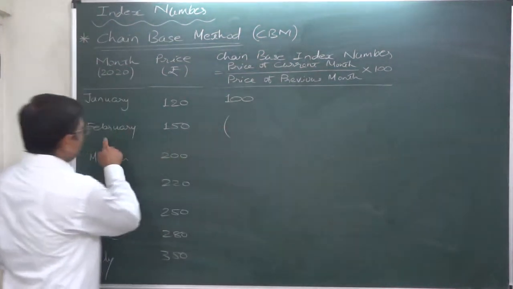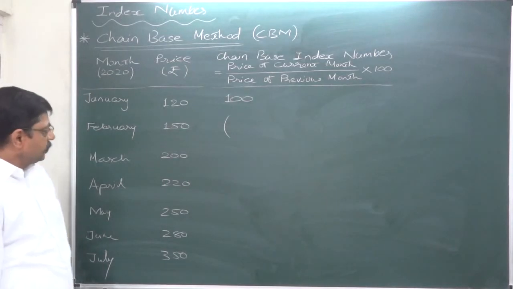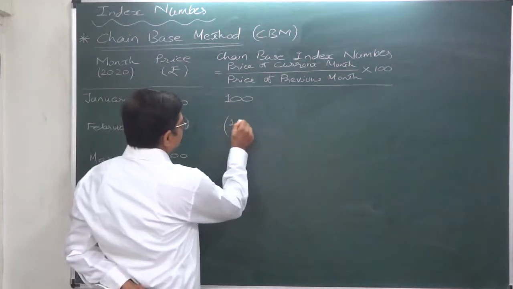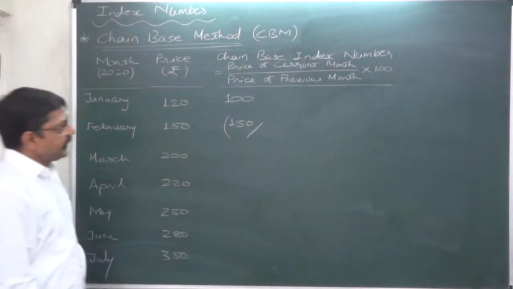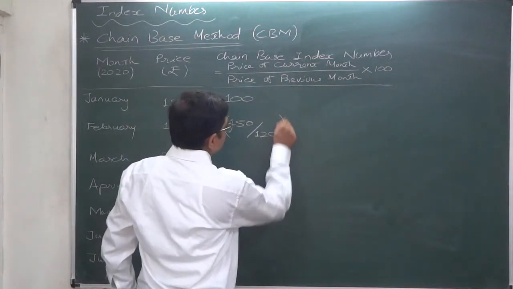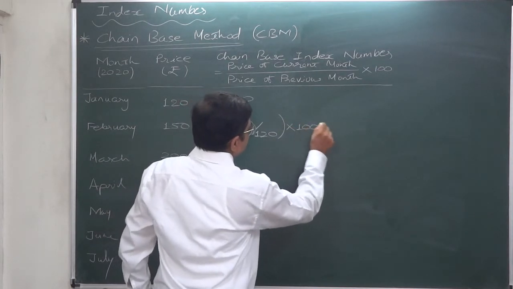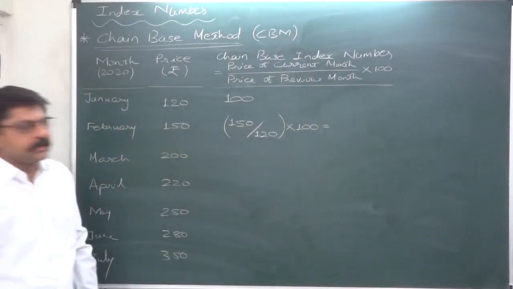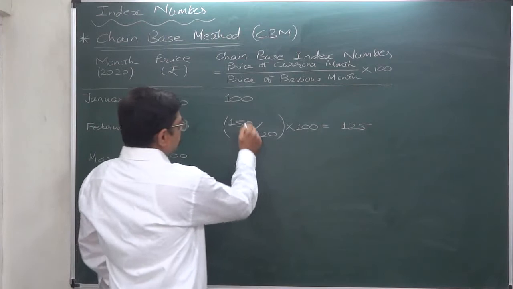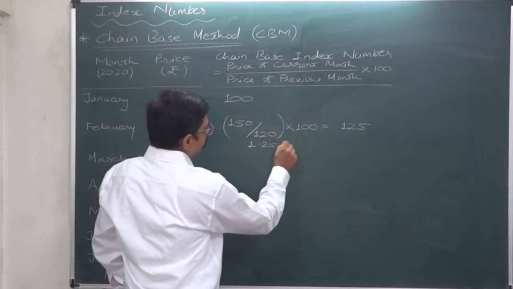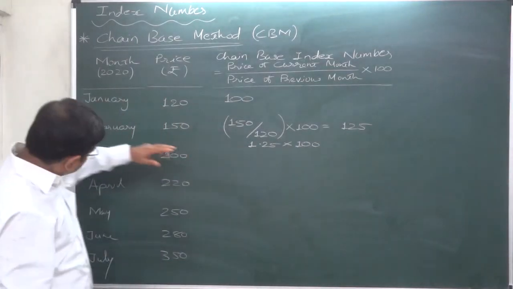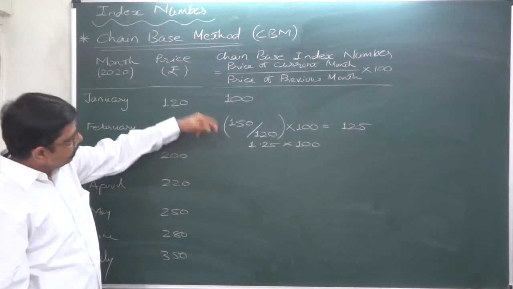In case of February, the price is 150, so the price of current month, 150, divided by price of the previous month, that means price of January, that is 120, multiplied by 100, comes to 125. We can also show this as the ratio 1.25, which is also called the index number. This shows that the price in February is 1.25 times the price in January.